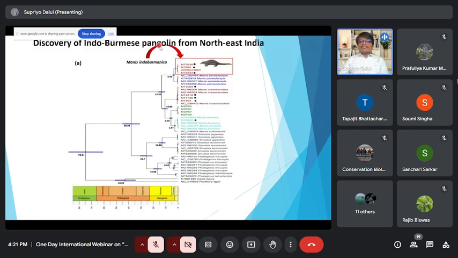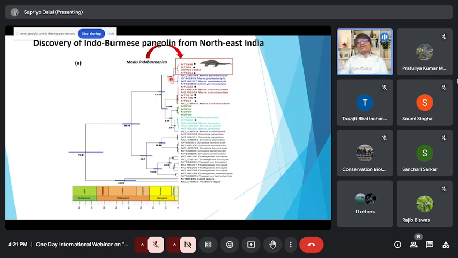So this time the few samples we received were clustering all together differently, not with the Chinese pangolin, that is Manis pentadactyla, and not with the Indian pangolin, that is Manis crassicaudata, and not with other pangolin species, that is Sumatran pangolin or the Philippine pangolin or the African species of pangolins. So we started to wonder what this could be, and we also tried to find out the divergence time of this clade, and it was quite long before.